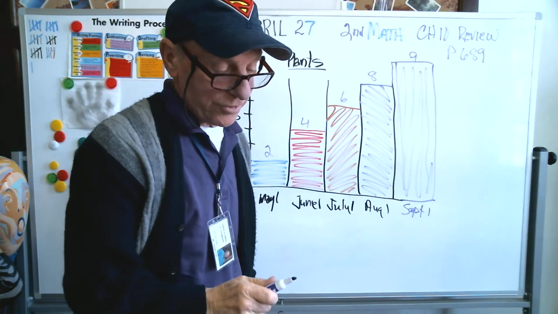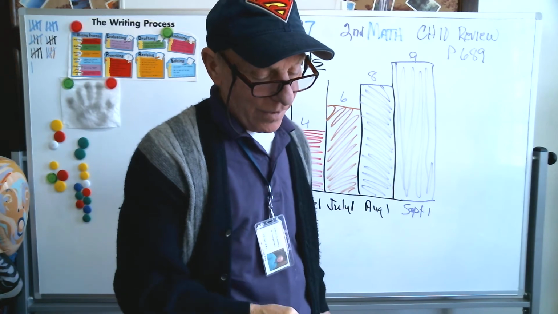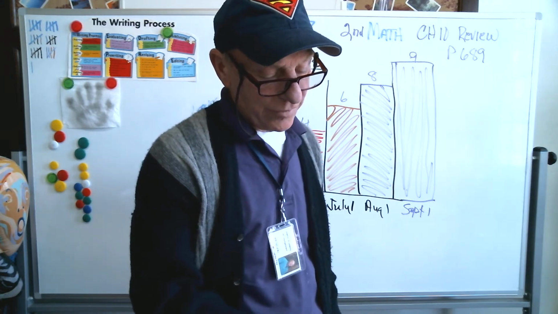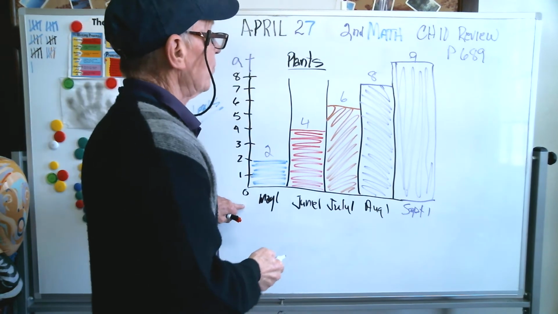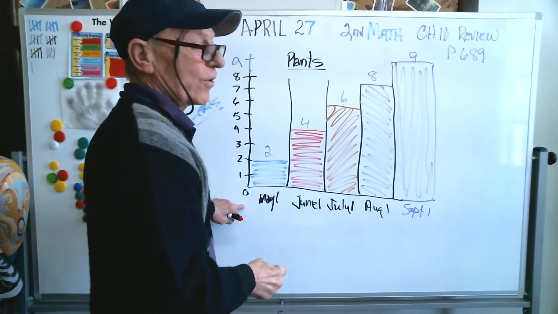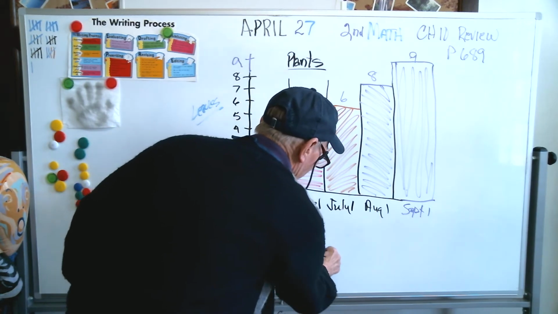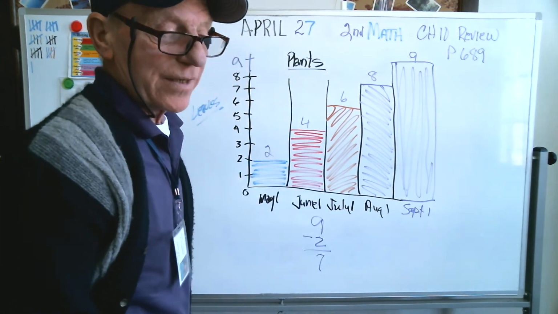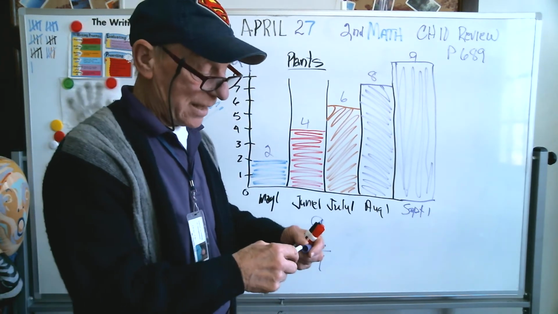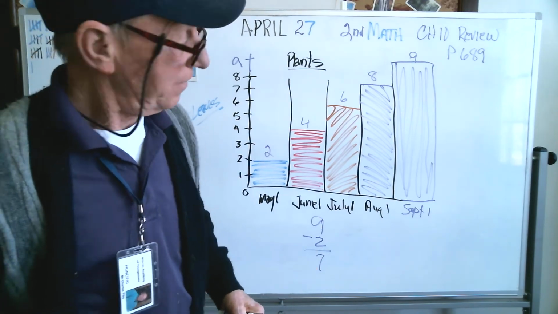Now, what's the question? If Teresa counts 9 leaves on September 1st, how will the number of leaves change from May 1st to September 1st? Well, May 1st there was 2. September 1st there was 9. So take your 9, subtract the 2. It will have changed by 7 leaves. It just added 1 more leaf in the month of September.